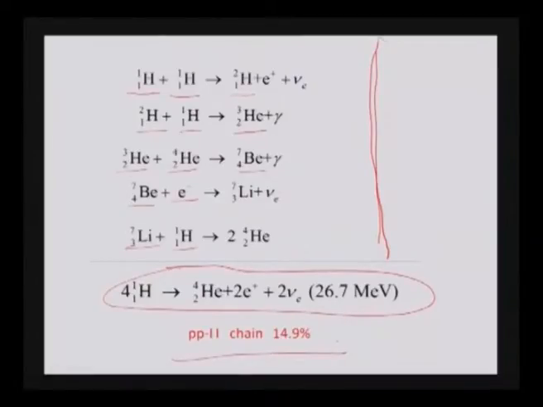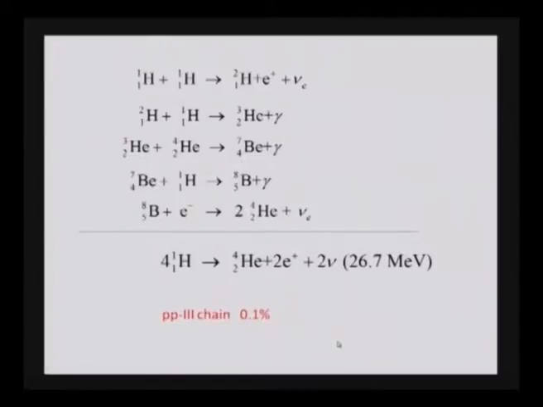And that 0.1% process, where this 7Be is first combining with the proton, that also I have collected in one place. Here it is: 7Be combines with a proton giving 8B, and that 8B combining with an electron makes alpha particles and a neutrino. The end result is once again the same, 4 protons going to a helium, 2 positrons and neutrinos. This is known as the PP3 chain.